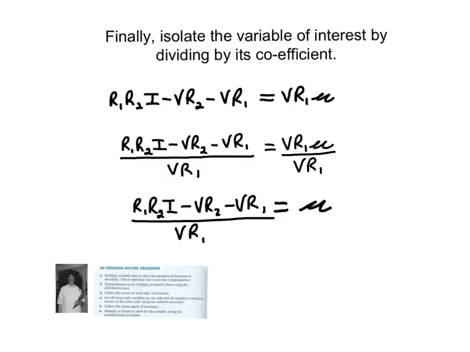Our final step now is to look at this term and think, how can we get the variable of interest isolated? Well, we're going to divide by the coefficient of the variable of interest, in this case VR1. So we're going to divide the right side of the equation by VR1, and we're going to divide the left side of the equation by VR1. On the right hand side of the equation, mu is now isolated, and we're complete.